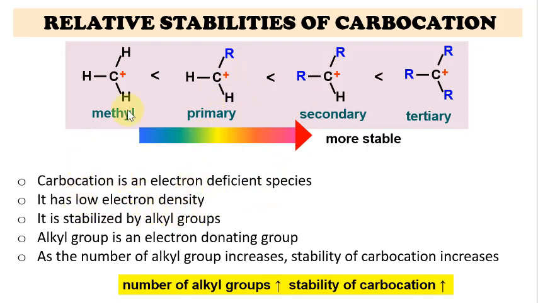So it will be stabilized by the presence of alkyl groups, since an alkyl group is an electron donating group, where it will donate electrons towards the carbocation and increase the electron density on this carbon. So as the number of alkyl groups increases, the stability of the carbocation also increases.